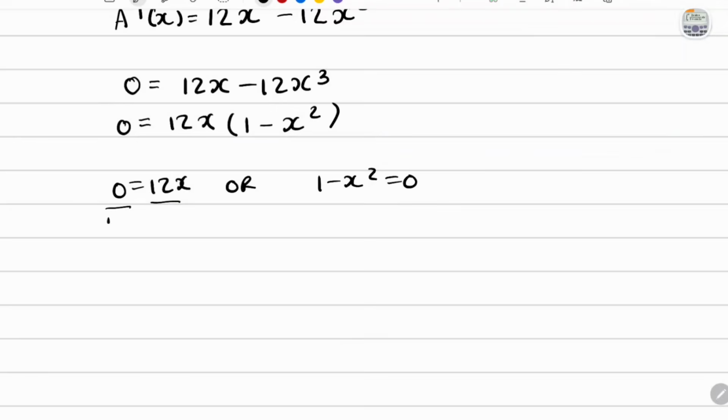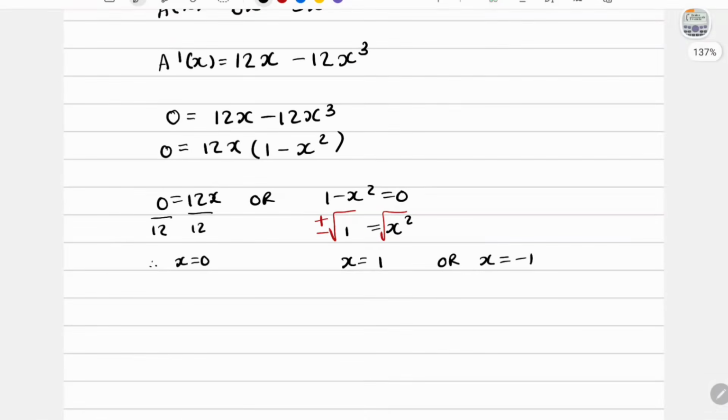So divide both sides by 12, and then you see that here 12 cancels. 0 divided by 12 is 0, so it means x is equal to 0. That's one solution for x. And here I'm just going to do this simple way, not the difference of two squares. So take negative x squared over, it becomes x squared. Square root both sides, but because this is an equation, you must say plus minus. So x is either equal to positive 1 or x is equal to negative 1.